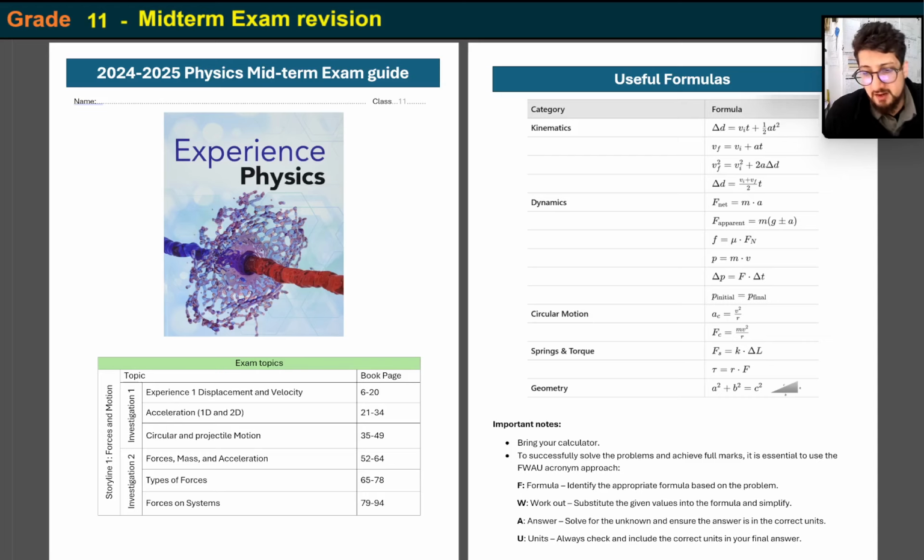Right, and with that out of the way, we might as well start talking about the exam. So the physics exam is obviously an important one. It's going to be made up of 40 marks, and it's going to cover the following topics.